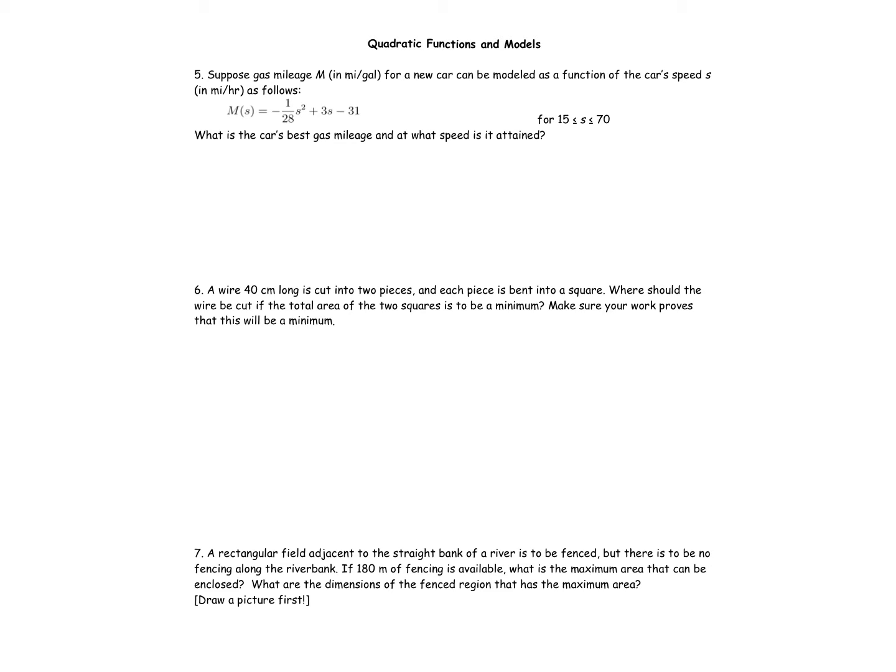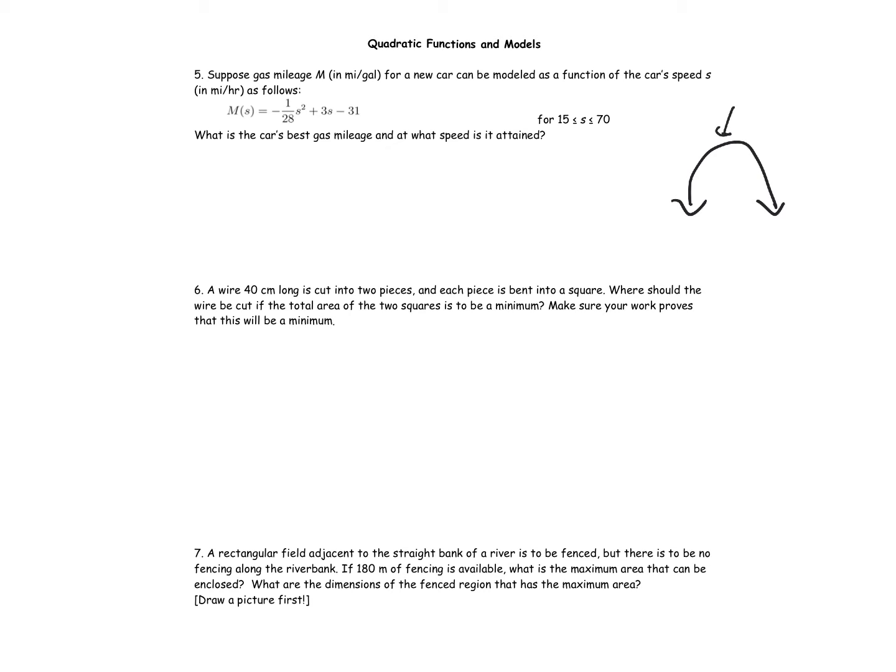In this first problem, we're talking about gas mileage for a new car that can be modeled as a function of the car's speed as follows. I noticed that it's a parabola that opens down because it has that negative a value. And it's asking for the car's best gas mileage. If I were to graph this, mileage will take on a parabolic form. So what is the best gas mileage, or the max?